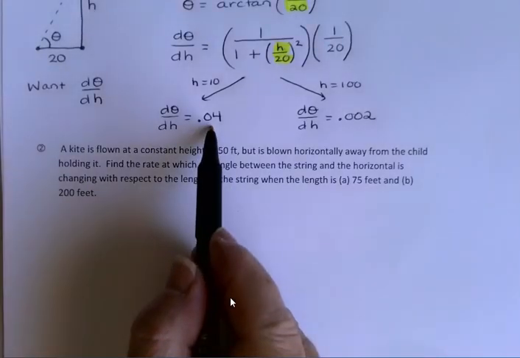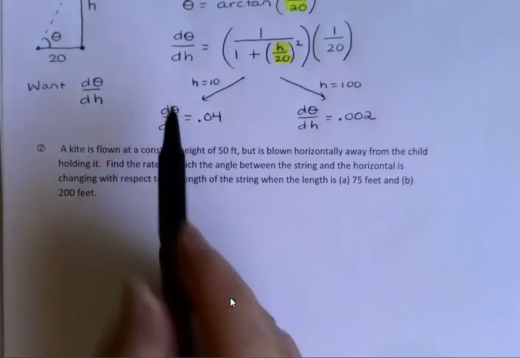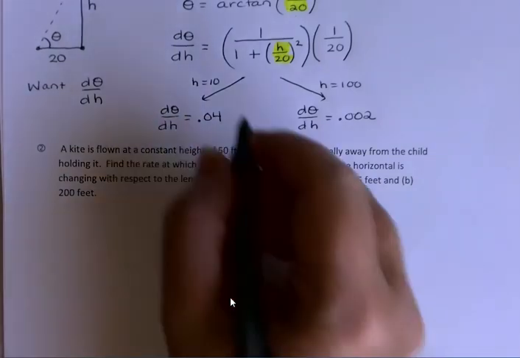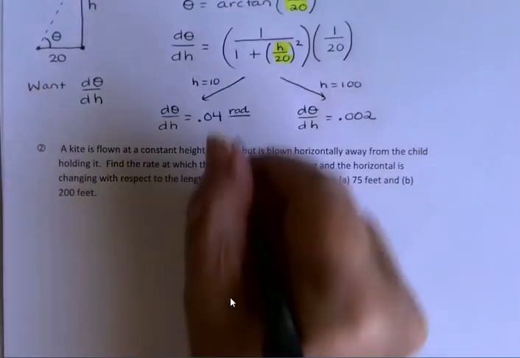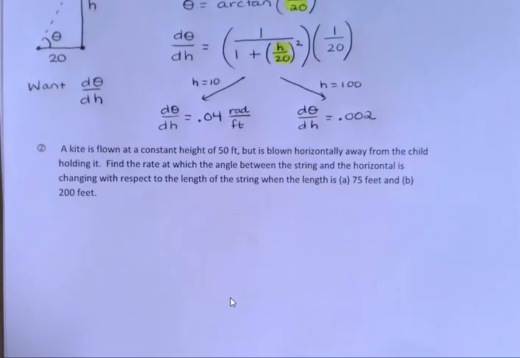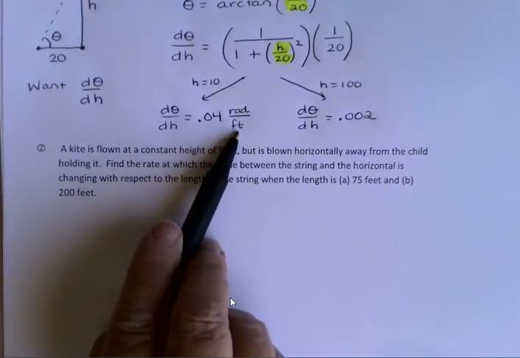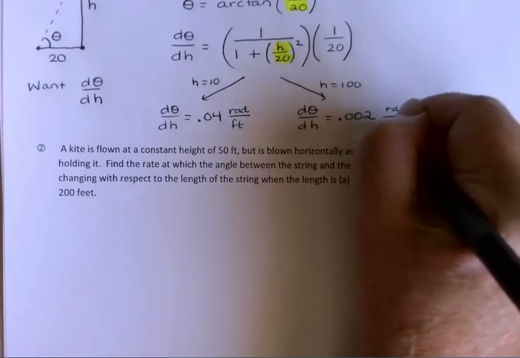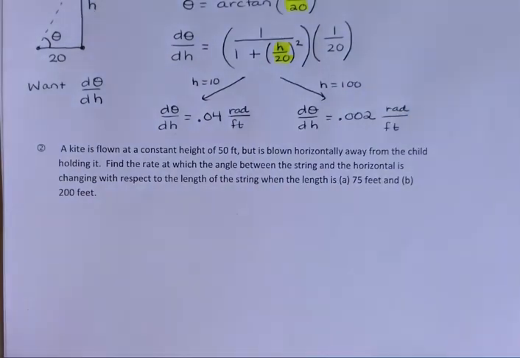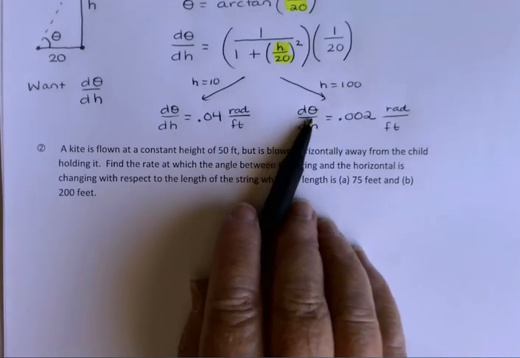So this is saying that the angle is changing at the rate of 0.04, the units of the angle would be radians, per, the units of height are feet. So the angle is changing by 0.04 radians per foot that the rocket goes up in the air. Same units here, radians per foot. And notice that when the rocket is a lot higher, the angle is changing more slowly, right?